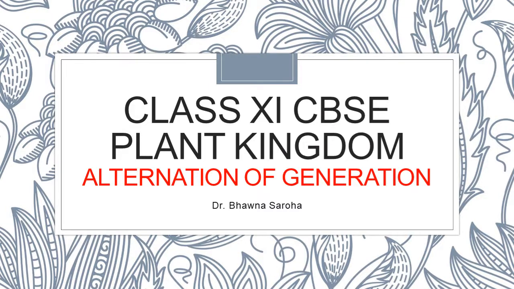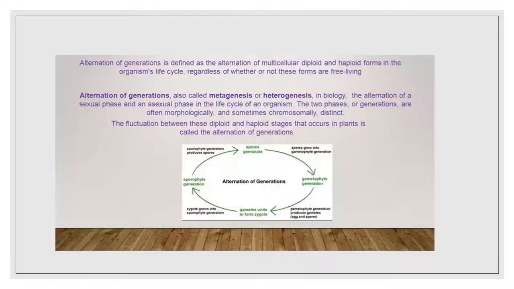Hello class 11th. Today I am going to explain the alternation of generation. What is alternation of generation? Alternation of generation is defined as the alternation of the diplontic and the haplontic, or the diploid and the haploid, forms in the organism's life. Diploid is 2n, we write it, and haploid as n.